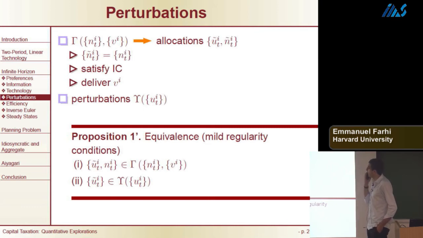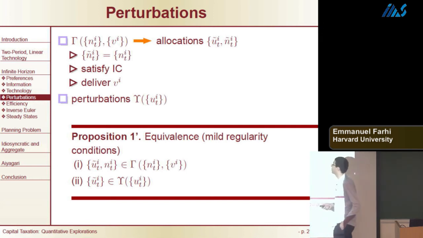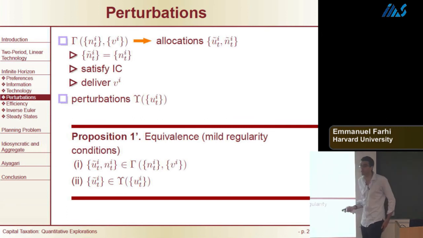So in that world, which is dynamic now, you can still consider the sets that I was introducing in the two-period model. So this is the set of allocations that deliver utility V_i to type i and implement a given labor allocation. They have to preserve the labor allocation, satisfy incentive compatibility, and deliver this given utility. And then you have a set of perturbations. If you have a given allocation, you can perturb it and obtain other allocations. And this proposition says that the two are basically the same thing.